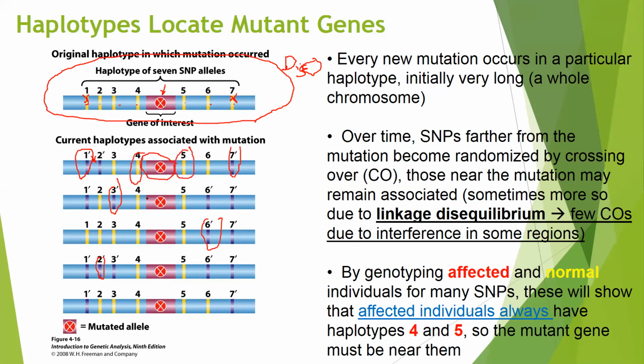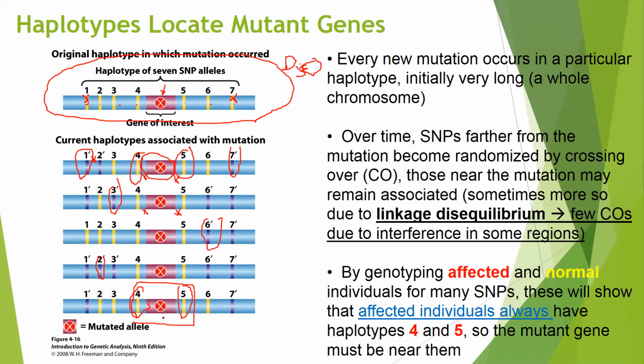Why? Because markers 4 and 5 are so close to this disease allele, so it's very rare to see crossing over occurring between marker 4 and this gene, and between marker 5 and this gene. So in the whole population, markers 4 and 5 are always inherited together with this disease allele. We call this the haplotype.